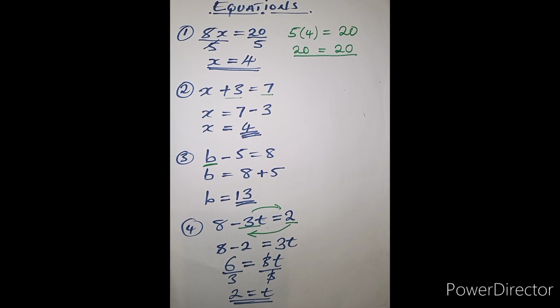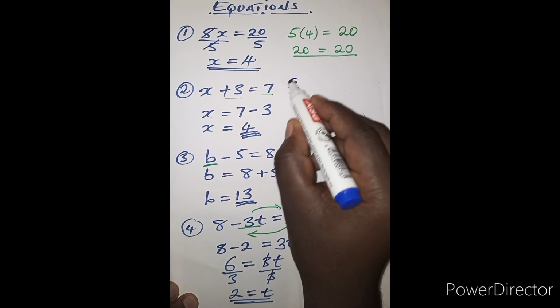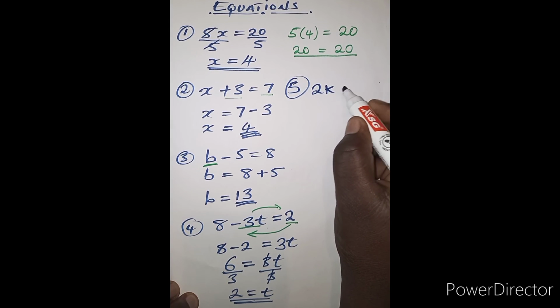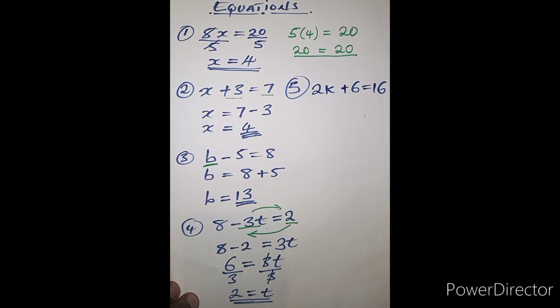The final example in this video is example number 5. How would you solve 2k plus 6 equals 16? This is very simple. All you have to do is first group the like terms.